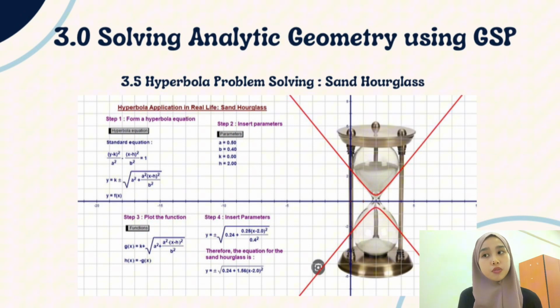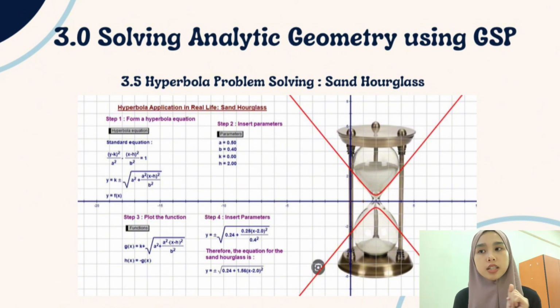first step is we form a hyperbola equation, which is (y minus k) squared over a squared minus (x minus h) squared over b squared equals 1. And then we solve until y is the subject, and then y equals k plus or minus the square root of a squared plus a squared (x minus h) squared over b squared. And then the second step, we insert the parameters.